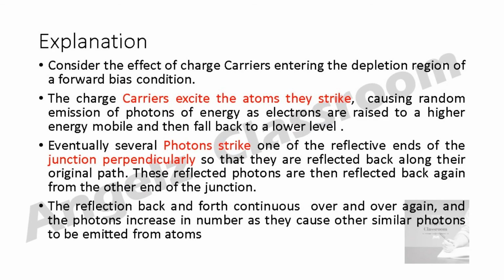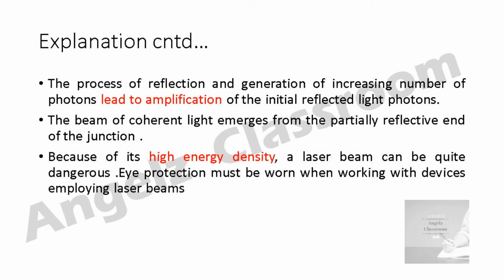So, consider the effect of the charge carriers. Here the carriers excite the atoms and they strike at the holes. This will cause a random emission of photons of energy. Here the photons also strike the reflective ends of the junction perpendicularly. So the reflection goes forth and back, over and over again, and more photons will be generated. So the process of reflection and generation of an increasing number of photons leads to the amplification.